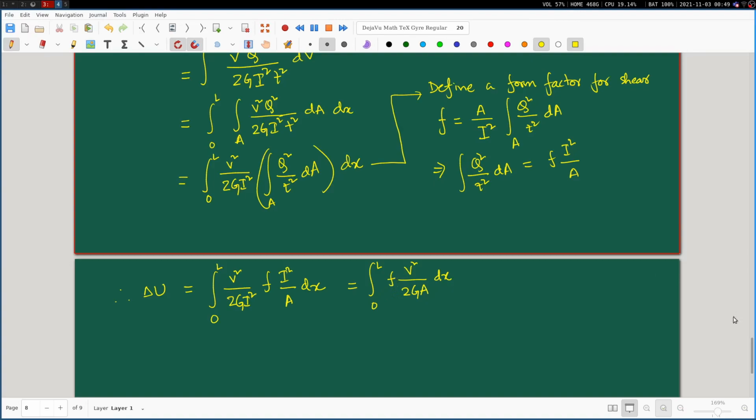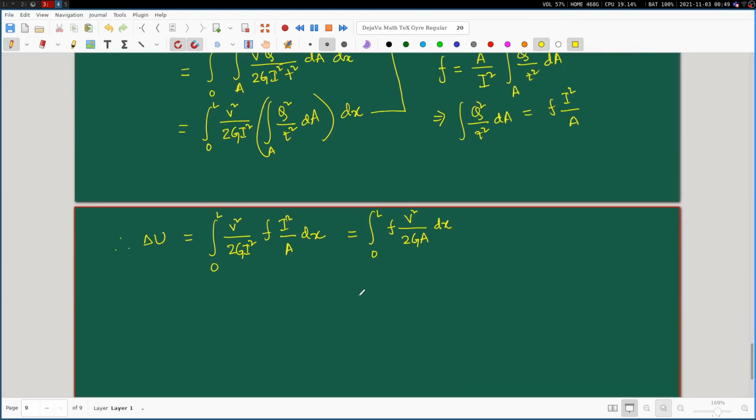So for a rectangular cross section, you can check for yourself that f will come out to be 6 by 5. I will not do this myself. If you have any problem, let me know, we'll take care of it. So please check this yourself.